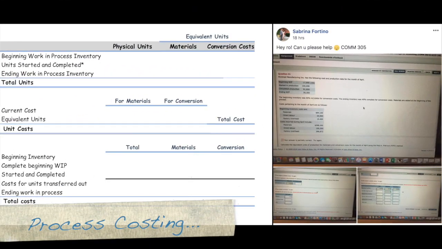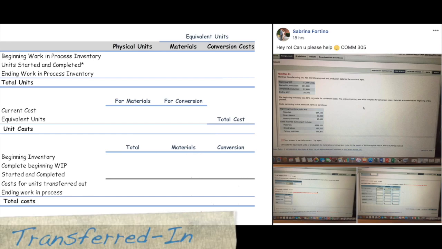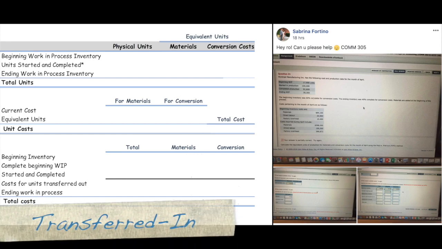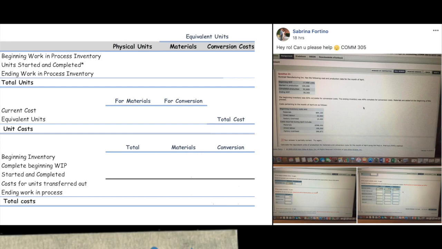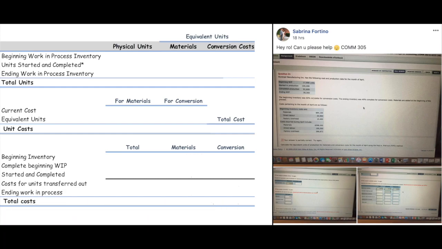Montreal Manufacturing Inc. has the following cost and production data for the month of April. Beginning work in process, 17,900 units. Started in production or transferred in, 104,000 units. Completed production or transferred out, 91,600. Ending work in process, 3,300 units. The beginning inventory was 60% complete for conversion costs. The ending inventory was 40% complete for conversion costs.